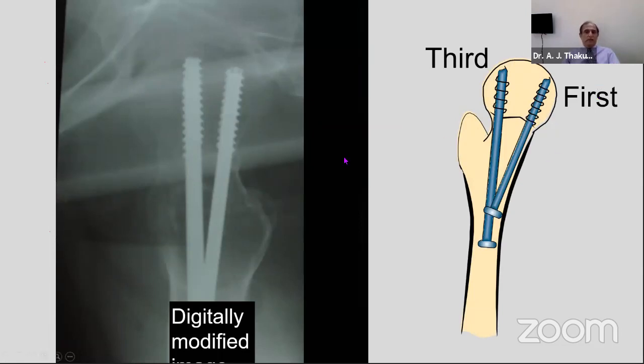First and third, so I eliminated the number 2 screw by digital manipulation. It's called Photoshop. So for clarity, these two here, one at the posterior side, one at the anterior side.